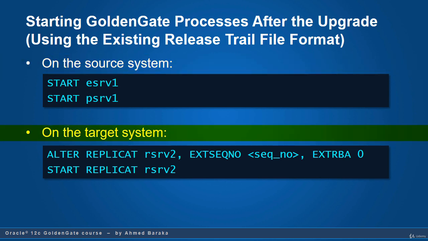On the target side, in theory, you should only start the replicate process. But when I tested that, for some reason it doesn't proceed to read from the newly received files from the pump extract. I had to alter the replicate process so that it starts reading from the new files. After altering the replicate process, start it. And that's it. It will proceed its normal operation.